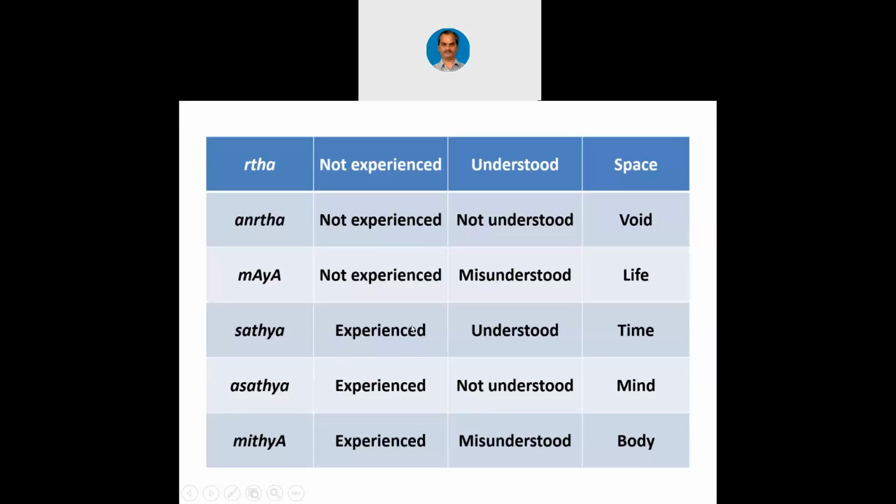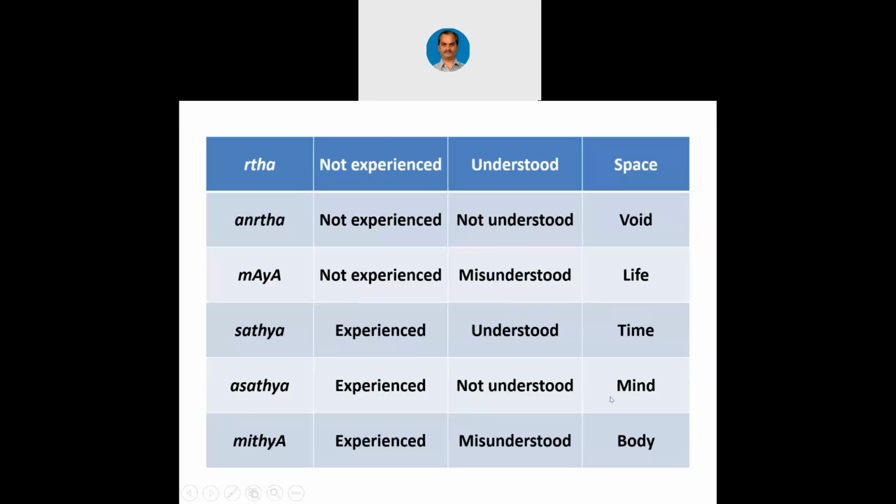Satya is experienced and Satya is understood. For example, time. Time is experienced. Day and night are passing away. That is experienced and that is understood. Asatya is what? Asatya is opposite of Satya. Experienced and not understood. See, Ruta is not experienced. Satya is experienced. Now, Anruta is not understood. Asatya is also not understood.